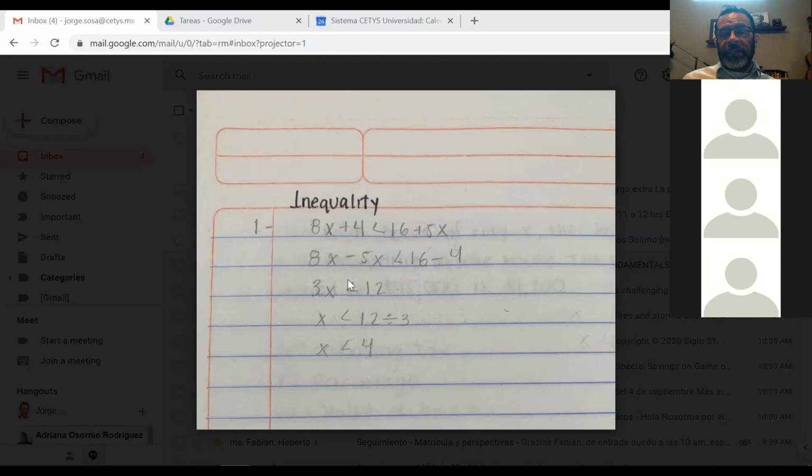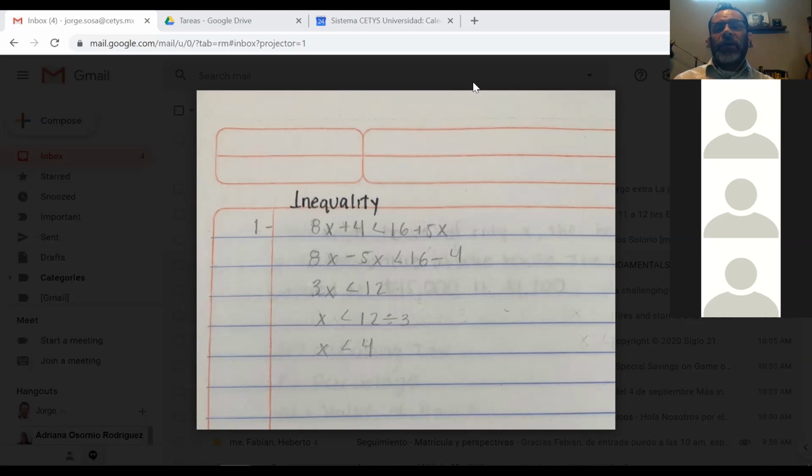From here, 8x minus 5x is 3x, 16 minus 4 is 12. And then we divide by 3. What do we have to be careful of here when we divide by 3? What's the sign of the 3 we're dividing by? Or what's the sign of the 3 that you divided by, Estrella? Positive? It's positive. So, okay, it's correct, since it's positive, then the symbol is going to stay the same. So I divide by 3, 12 divided by 3 is 4, and this means that x is less than 4 is the solution, okay? Thank you very much, Estrella.